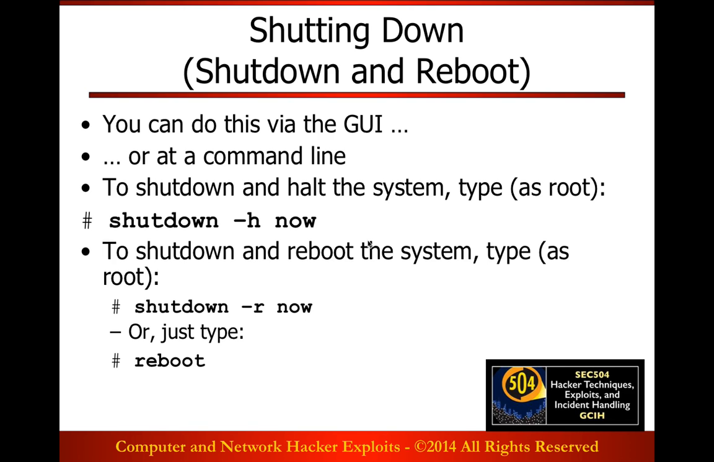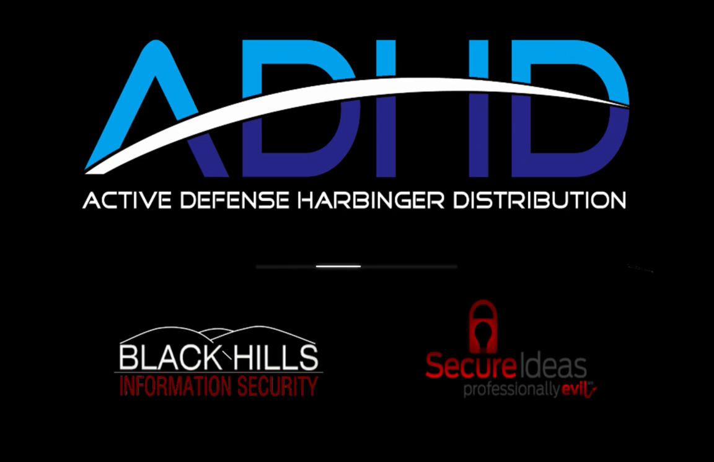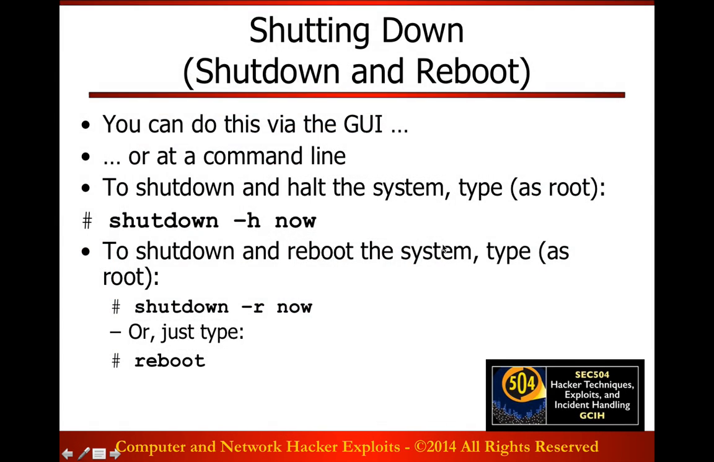Finally, shutting down. If we want to shut down our computer system and just close it out at the end of the day, we can use shutdown -h, and it will halt the system. So you do shutdown -h now, and it's going to go through the process of making my computer system go night-night. And that's putting the Active Defense Harbinger distribution to sleep. So it just shut the computer system down.